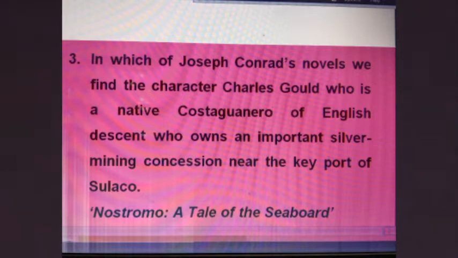In which of Joseph Conrad's novels do we find the character Charles Gould, who is a native Costaguanero of English descent, who owns an important silver mining concession near the key port of Sulaco? Nostromo, A Tale of the Seabird.